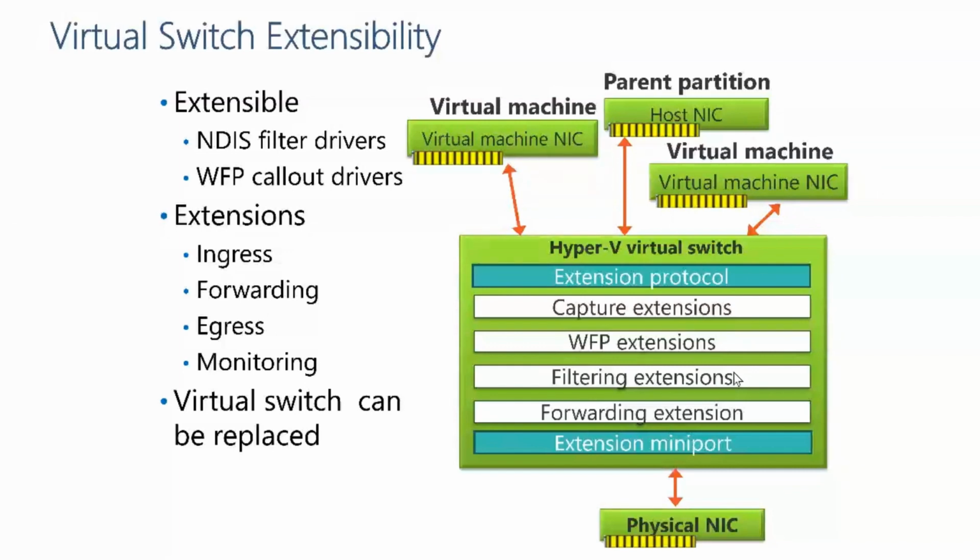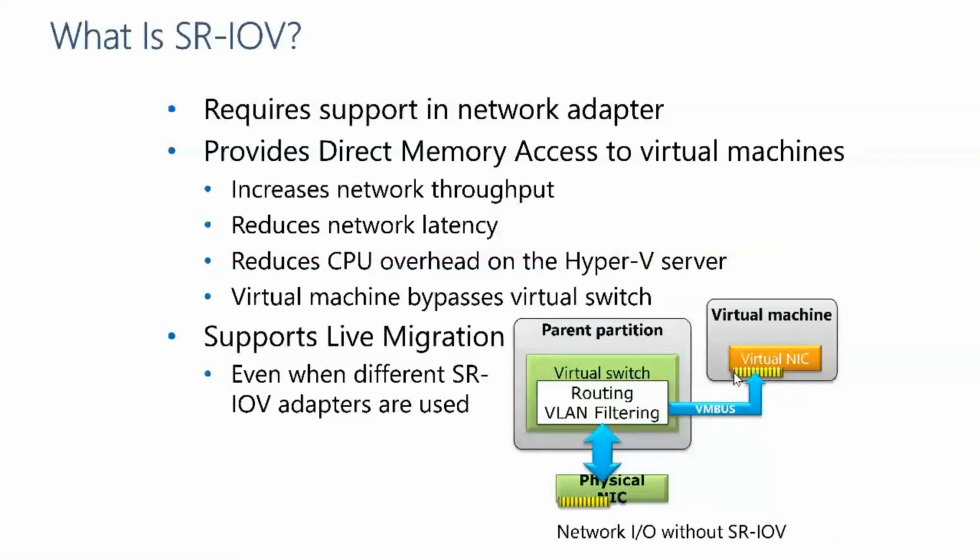What this means is that we can plug software into this virtual switch. We can ingress traffic going in, egress traffic going out, and forwarding is like when you are doing a NAT and stuff like that, and monitoring. So we can plug in our software to monitor, filter, and inspect what's going on in the virtual switch. That's what it basically means. It's a lot of words, but that's what it means.